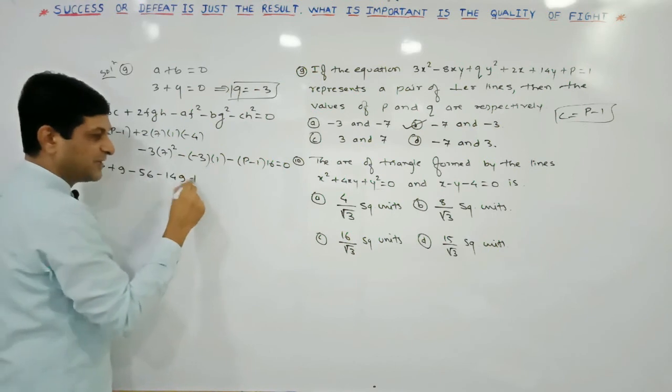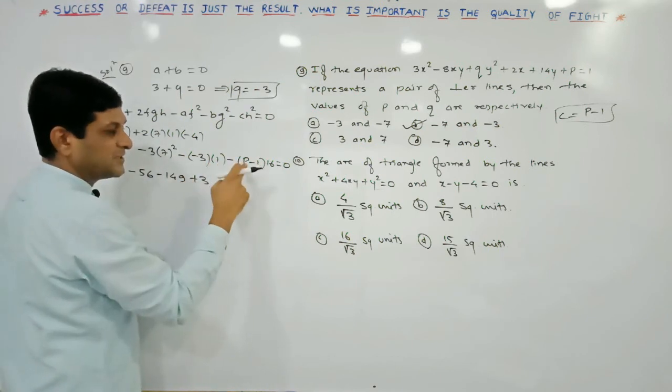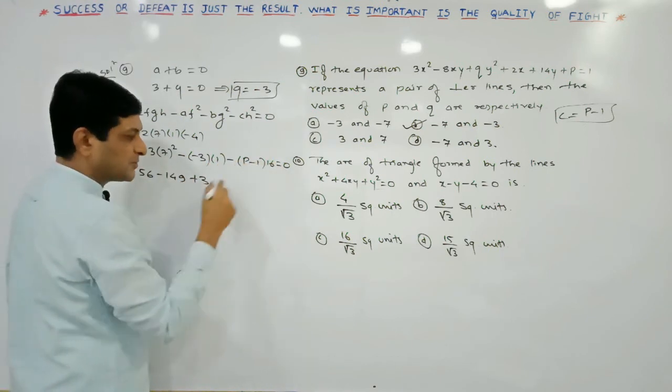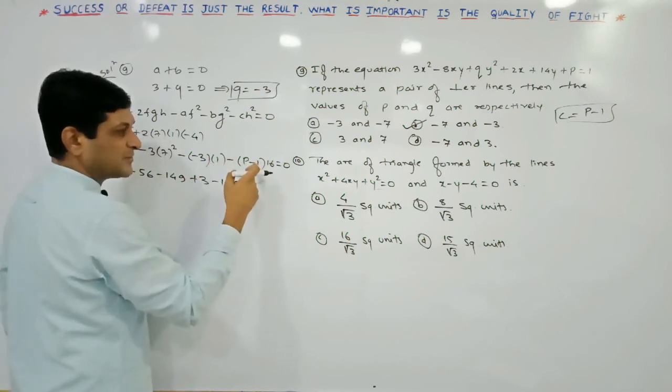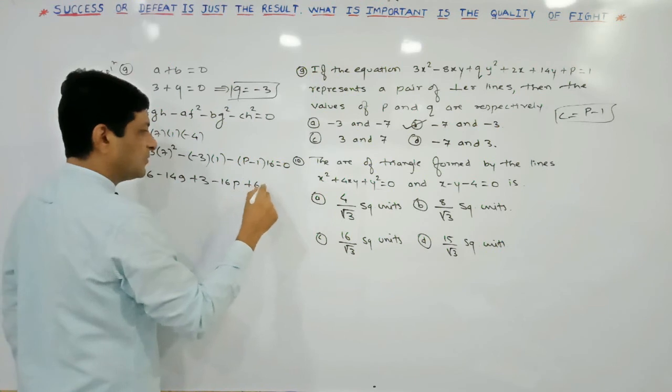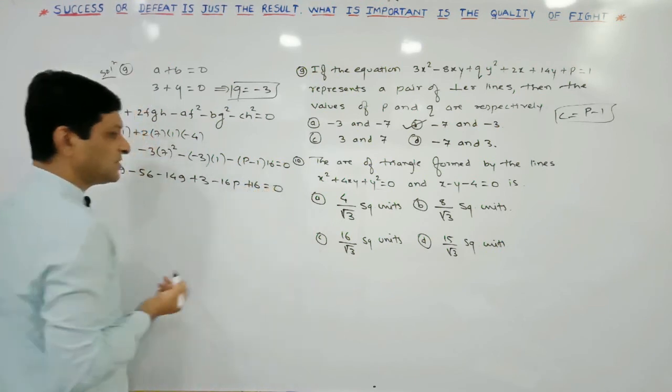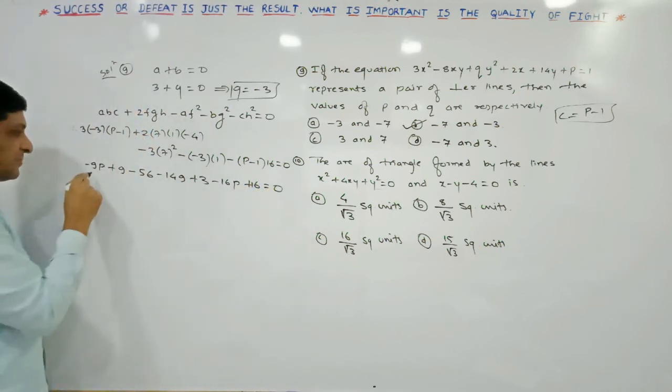49 into -3 is -147. Minus into minus will become +3. Here minus into P is -P. -P into 16 is -16P. And minus into minus will become +1. +1 into 16 will be equal to 16. Is equal to 0. Now we are collecting the terms of P.